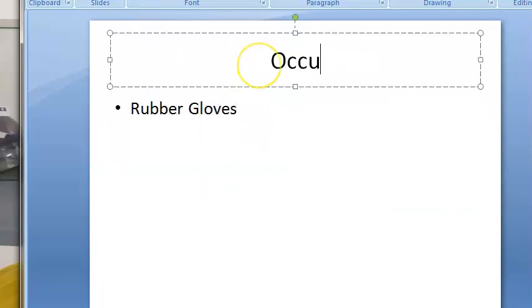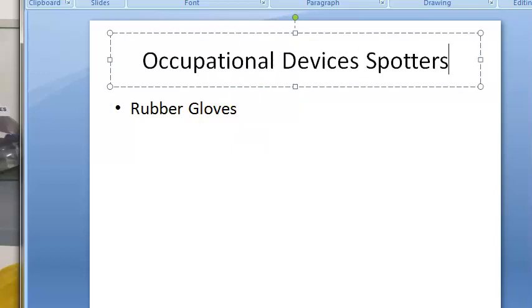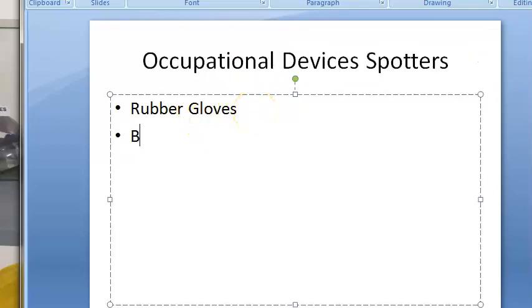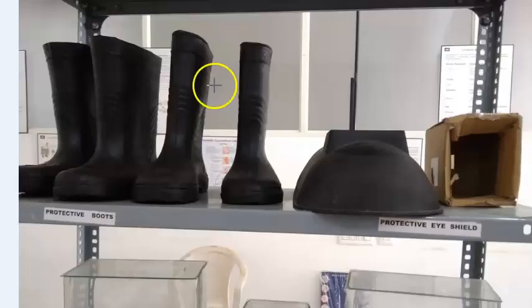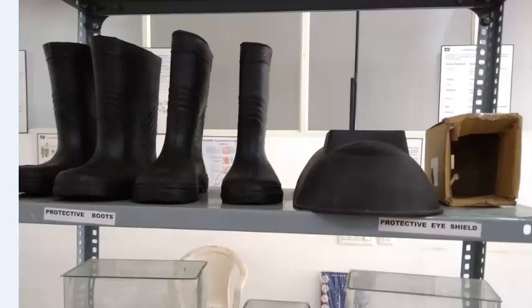So we are talking about occupational devices spotters under community medicine. The next one we want to cover is boots. Here you can see the spotter kept. This is a boot, right? Boots basically provide a primary level of prevention. What level of prevention? Primary level of prevention.